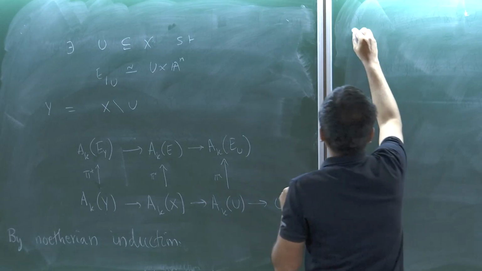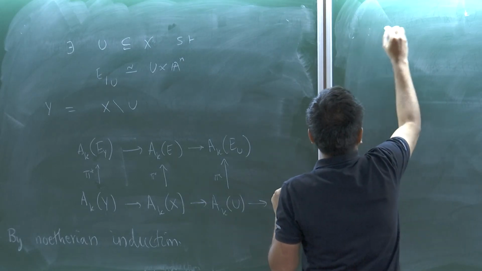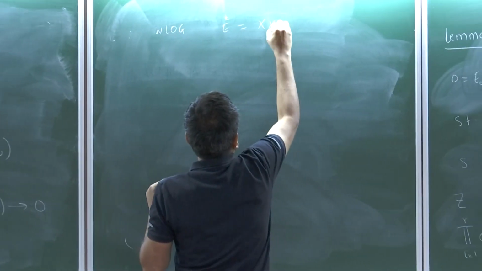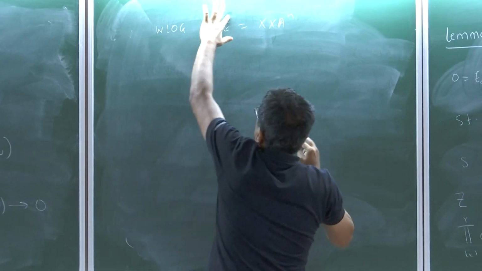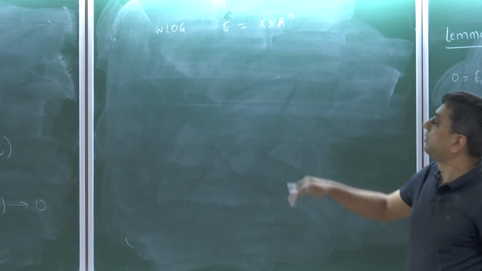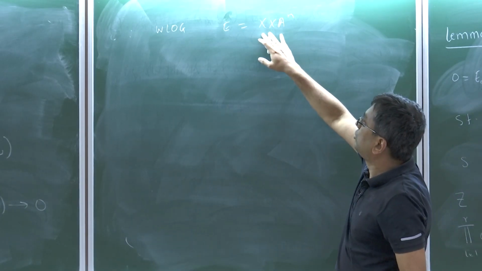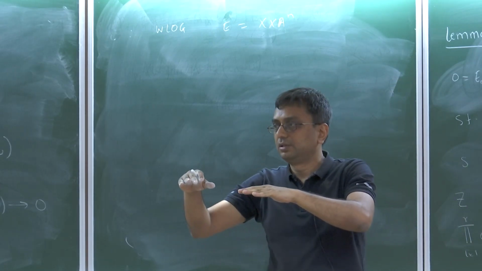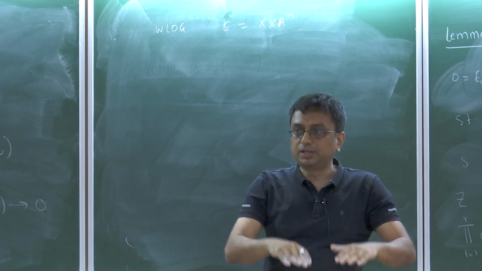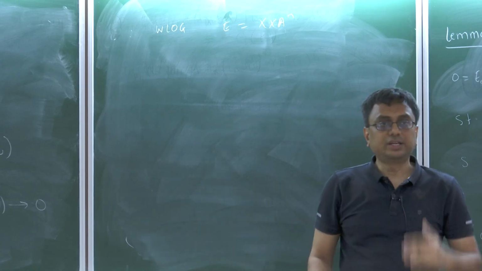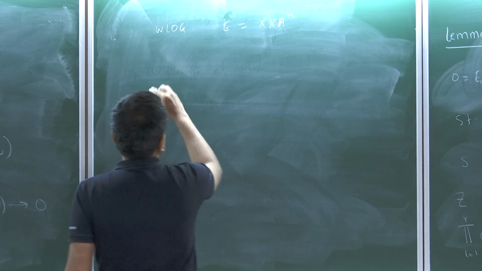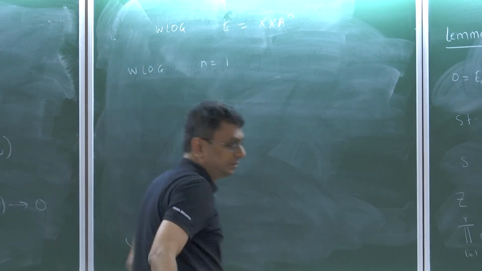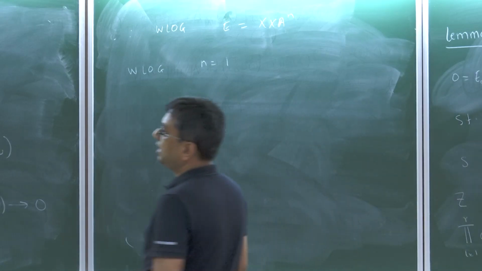Okay, so therefore without loss of generality we can assume that E is actually X cross A^n. But to show surjectivity, E is X cross A^n, an A^1 bundle on X cross A^(n-1), and A^(n-1) is an A^1 bundle on A^(n-2), and so on. So it's enough to prove this for n equal to 1. So again, without loss of generality, n equal to 1. This is the reduction. Okay, n equal to 1.